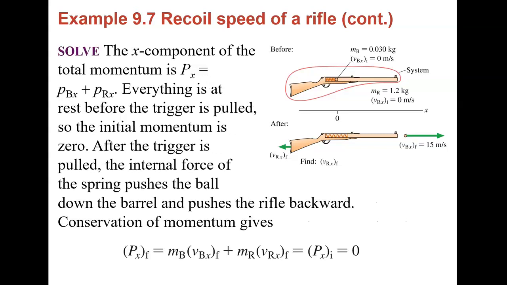Okay, so the total momentum is 0. You have no total momentum beforehand, and no total momentum afterwards. So the momentums have to be equal and in opposite directions.